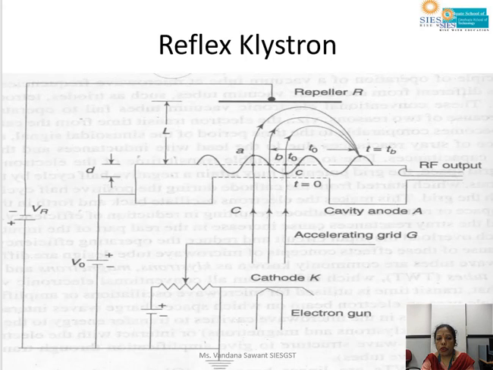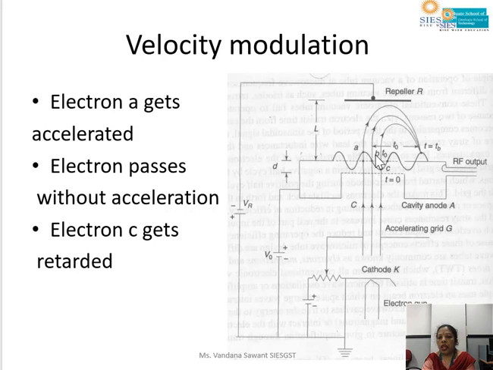Now we will move to the next process, velocity modulation. Here, the electrons come from the cathode and accelerating grid at a point A, which we call electron A. At point A there is the highest positive peak, so electron A will get accelerated by this highest positive peak, and its velocity will be increased to the highest possible amount. As the velocity increases, it will penetrate more into the repeller space.